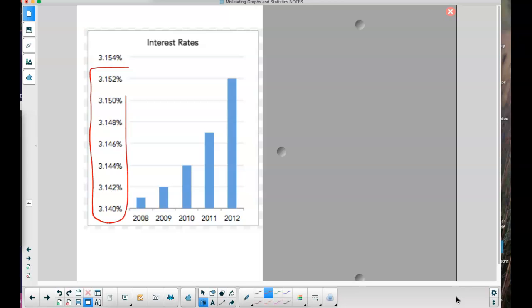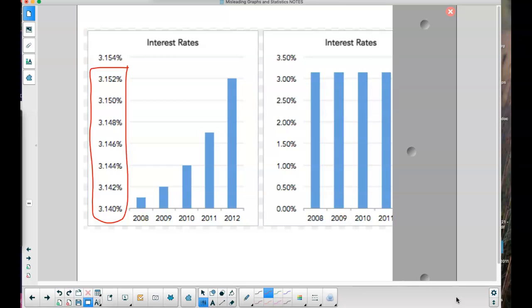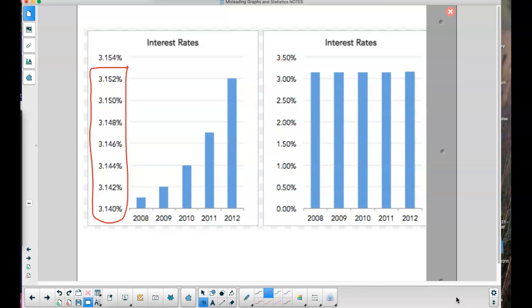How much did interest rates really change in those 5 years? It went from 3.140 or 3.142 to 3.152. It changed by 1/100th of a percent. Does it look like that on the graph that it only changed? Like, that's hardly anything. Okay, here's what the graph should look like. Okay, if they weren't trying to mislead you, here's what it should look like.